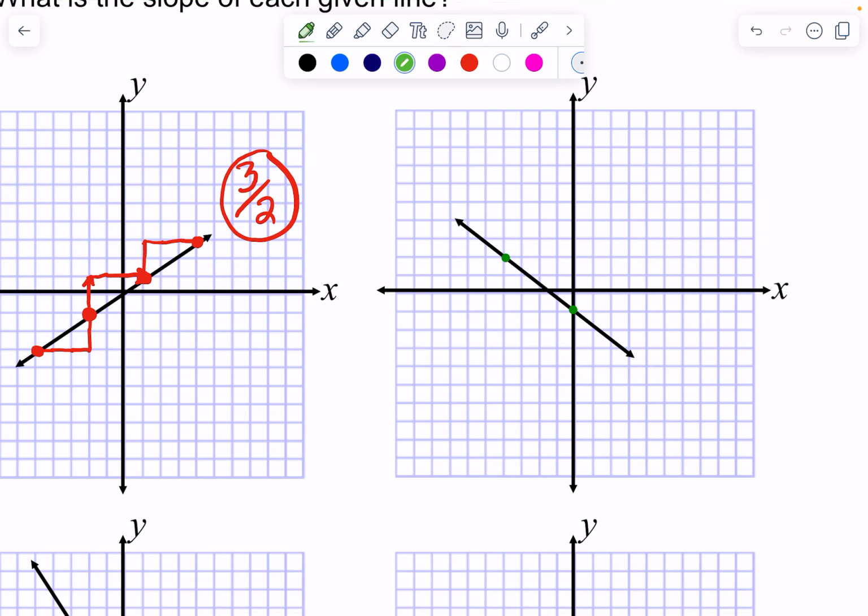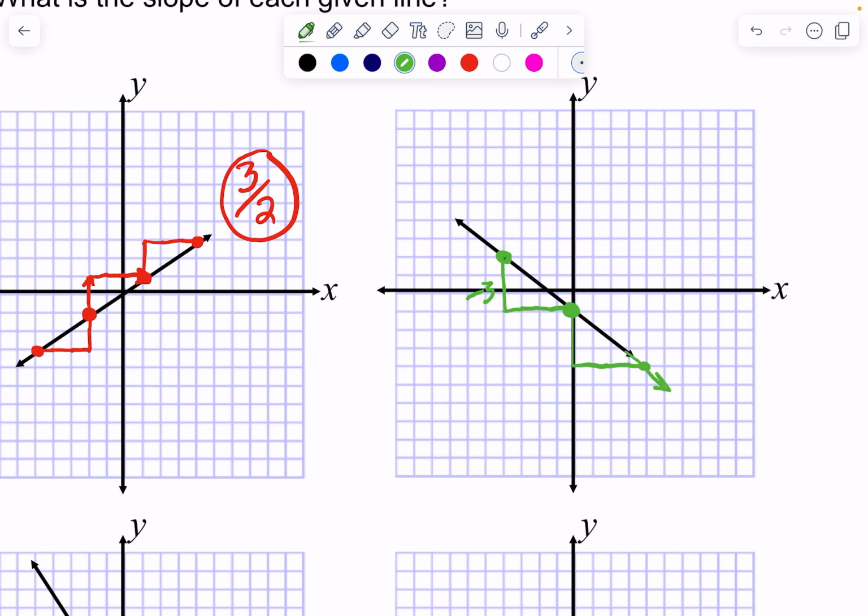Next, I start over here at my first point, which I can call x1, y1. And to get to my next point, or my x2, y2, I'm going to literally go down 1, 2, 3. Don't go down 3, -3, over 1, 2, 3, 4 to the right. If I wanted to find another point, I could go down 1, 2, 3, and then 1, 2, 3, 4 to the right.